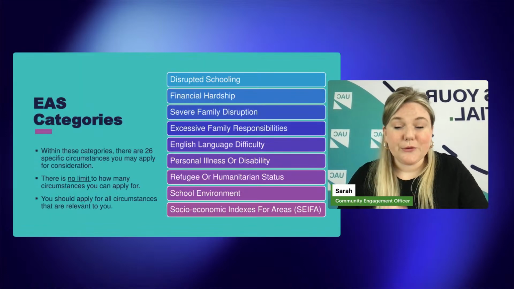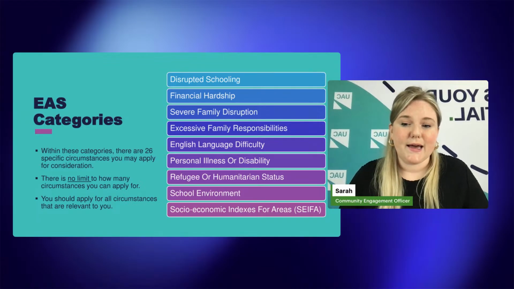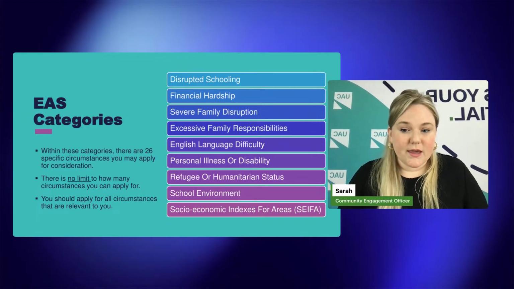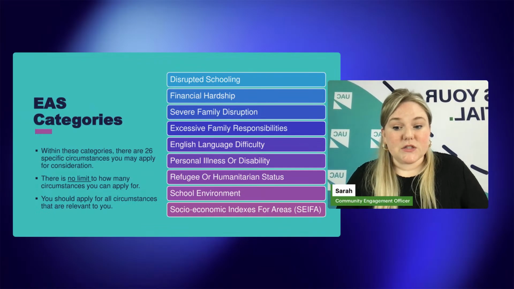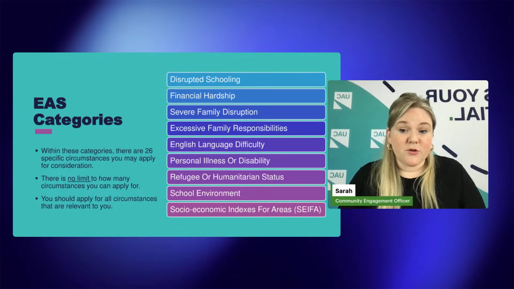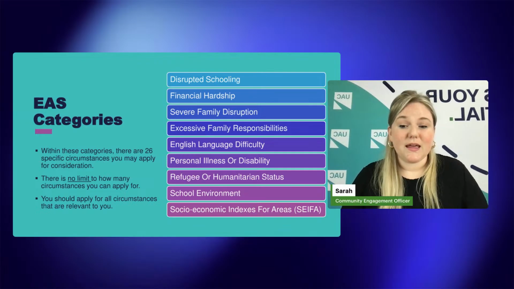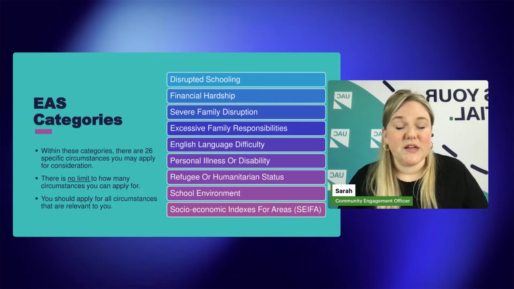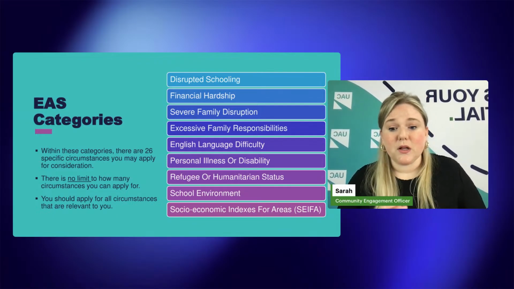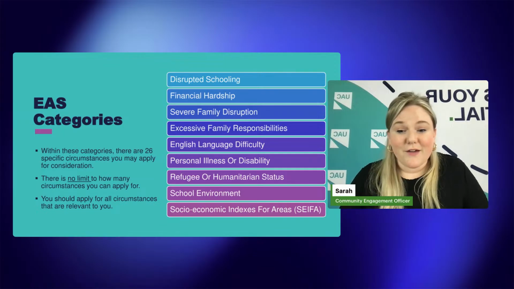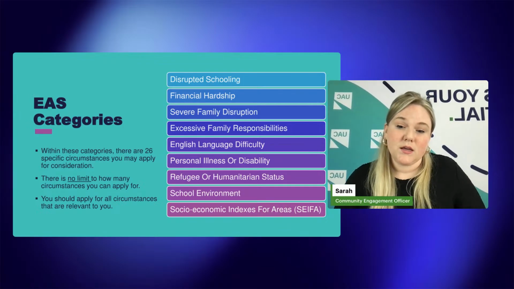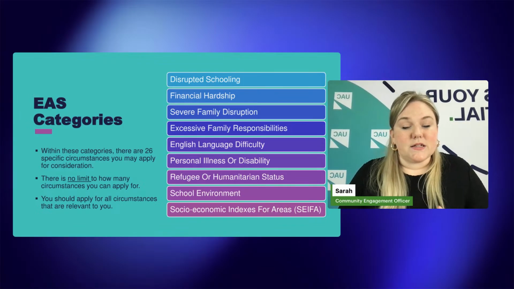A little bit more detail about EAS is that there are categories, okay? There are 9 broad categories, and within these broad categories, there are 26 specific circumstances that you may apply for consideration for. And really important to note, and something that I really wanted to stress, is that there's no limit to how many circumstances you can apply for. You should apply for all circumstances that are relevant to you. So if you tick off 5 of the 26 circumstances, you should apply for all of those, okay? There is no limit.